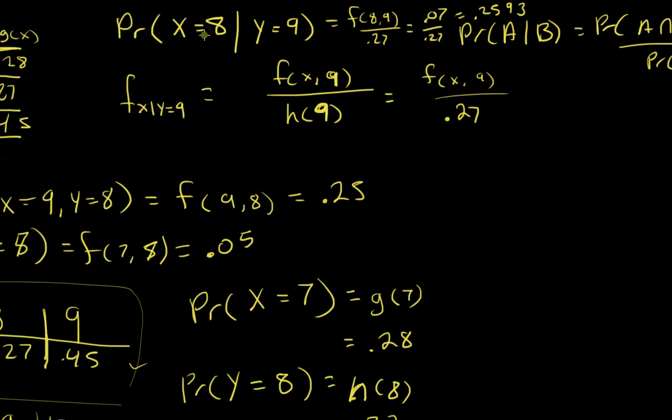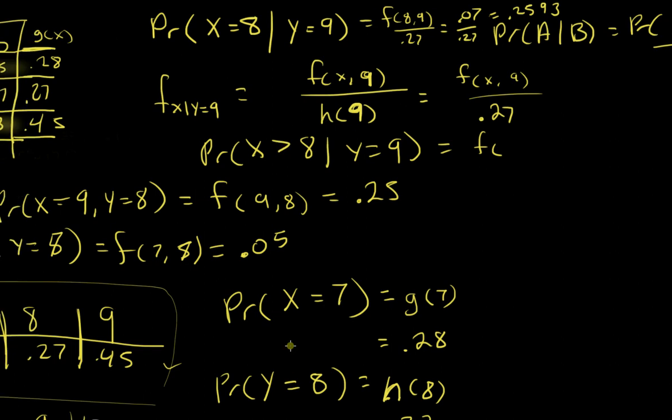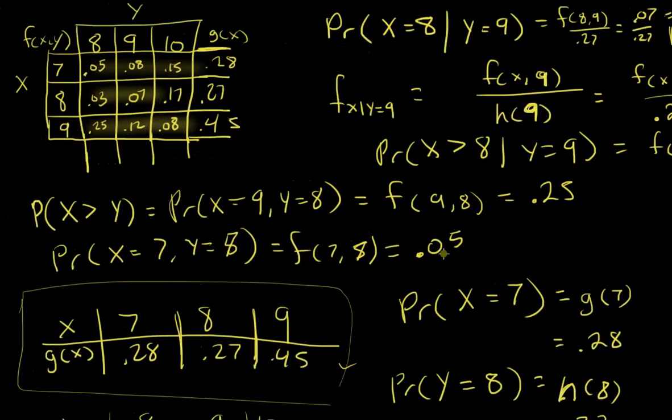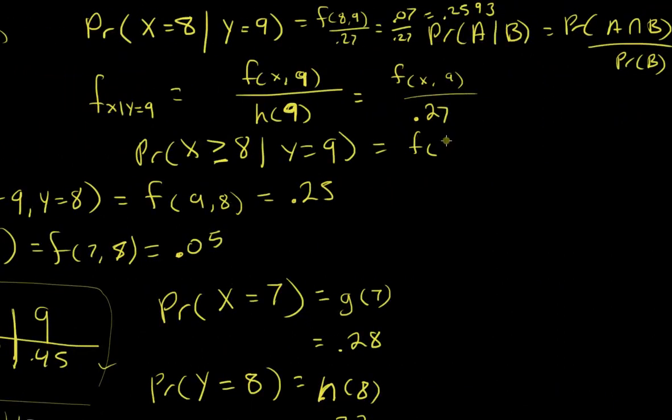Also, you should be able to, what if it was the probability that x is greater than 8 given y equals 9? Now it's the same thing, except we'd have to consider all the different values that are greater than 8, right? So what are different values greater than 8? Well, actually, let me do greater than or equal to. So that would be x could be 8 or x could be 9. So you'd have to add those two up, right? So this would be f of 8 comma 9 divided by 0.27 plus f of 9 comma 9 divided by 0.27. Okay? And you can figure that out. Look at the table. Same way we figured this out. All right?